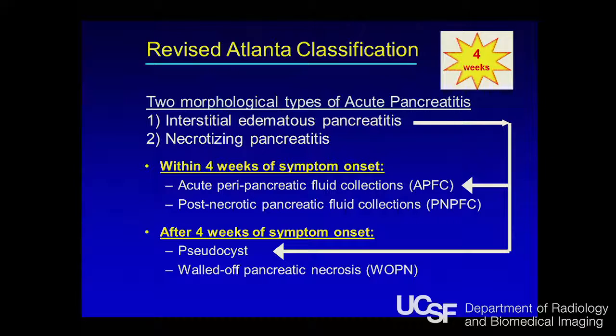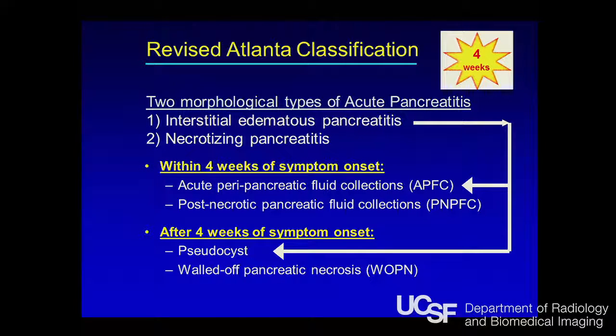If it's within 4 weeks of when the patient develops symptoms, for the interstitial edematous type of pancreatitis, and this will be by far the most common type that you're going to be seeing, then you're going to call the fluid collection APFC, or acute peripancreatic fluid collection. If it's greater than 4 weeks after the patient has developed symptoms, then it's a pseudocyst. And this makes total sense because we all know it takes at least 4 weeks to develop pseudocysts.